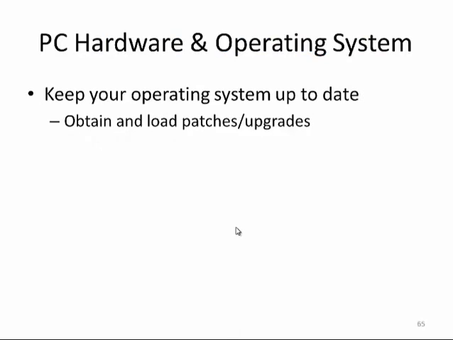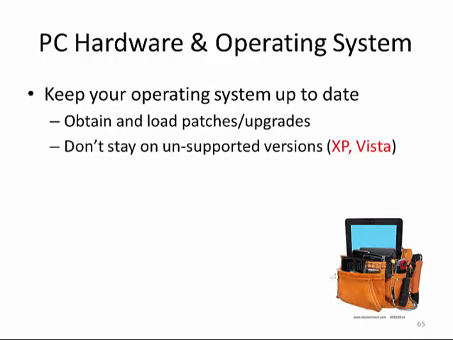So your PC and your operating system, you want to make sure that whatever version of PC you're using, either Macintosh or Windows or Unix or whatever, you want to obtain and load the patches and the upgrades that are put out by the people that support it on a regular basis, because those keep your system current, protect you against viruses and things like that. And so it's just a fact of life. You want to make sure that you have your PC set up to somehow go out and check for these updates and load them and apply them to your system on a regular basis. Don't stay in unsupported versions.